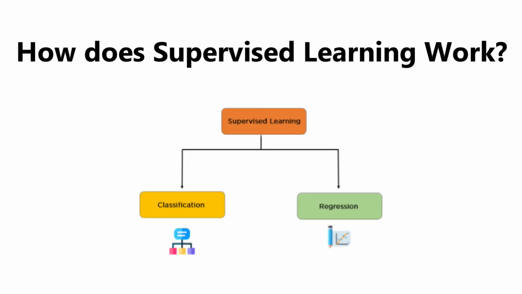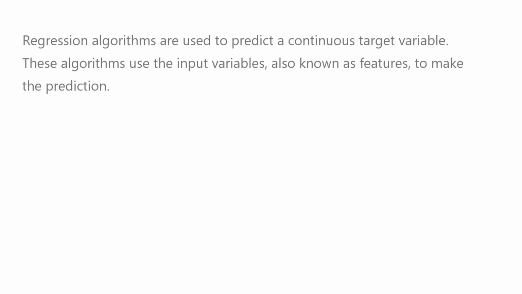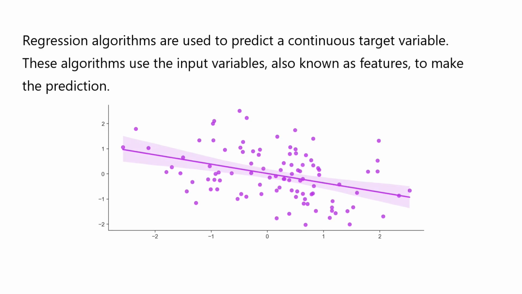Supervised learning algorithms can be categorized into two types, regression and classification. Regression algorithms are used when the target variable is continuous, while classification algorithms are used when the target variable is categorical. Regression algorithms are used to predict a continuous target variable, such as a person's age or the price of a house. These algorithms use the input variables, also known as features, to make the prediction.